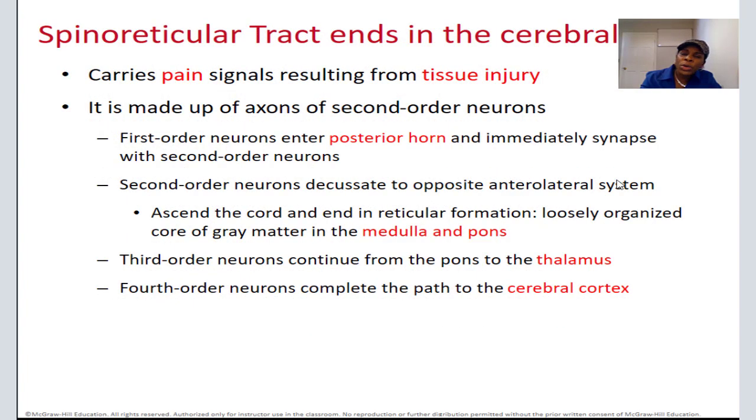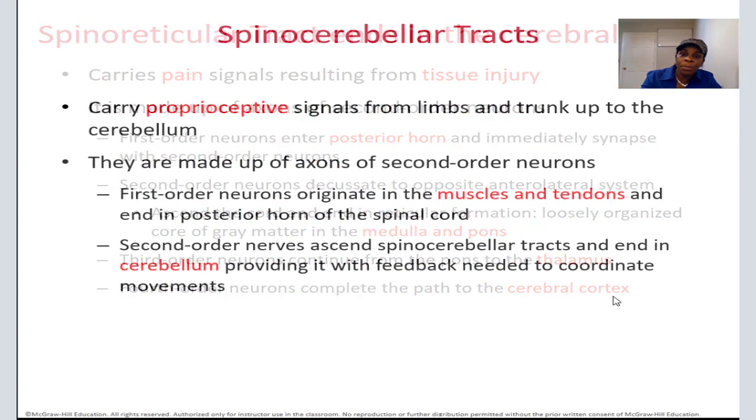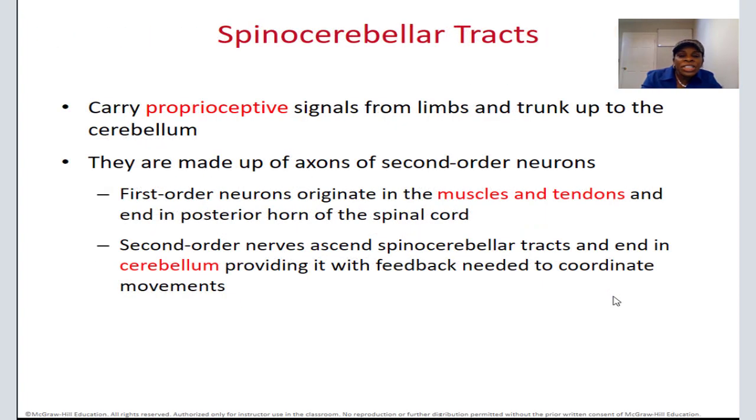What about the spinoreticular tract? Where does it end? In the cerebral cortex. This one has even a fourth order neuron. This one, you kind of feel the pain. You know it. That's why it gets to the cerebral cortex, telling you that you know what's going on. You're conscious of it. Because when you have pain, you know it's hurting. So that's why you have a fourth order neuron that takes you up to the cerebral cortex that makes you conscious of the pain. What about the spinocerebellar, muscle and tendon? And then it ends at the cerebellum.